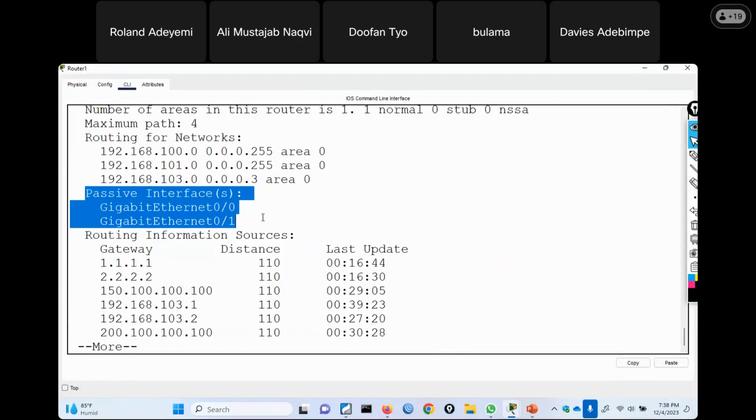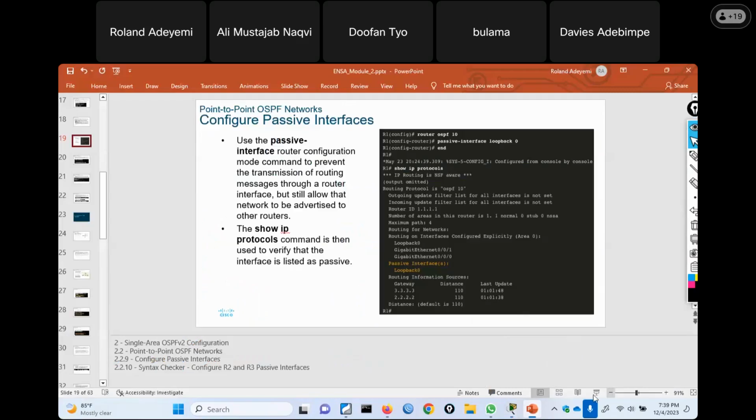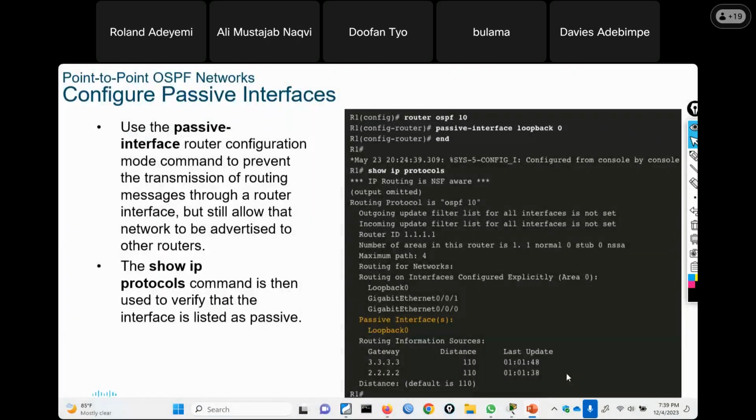They will just be sitting down there. What actually happens is the updates are suppressed on those interfaces, so they won't go out. It's like you block the door. Once the router sees those updates coming, it just blocks them on those interfaces. So you need to do this whenever you are doing OSPF.